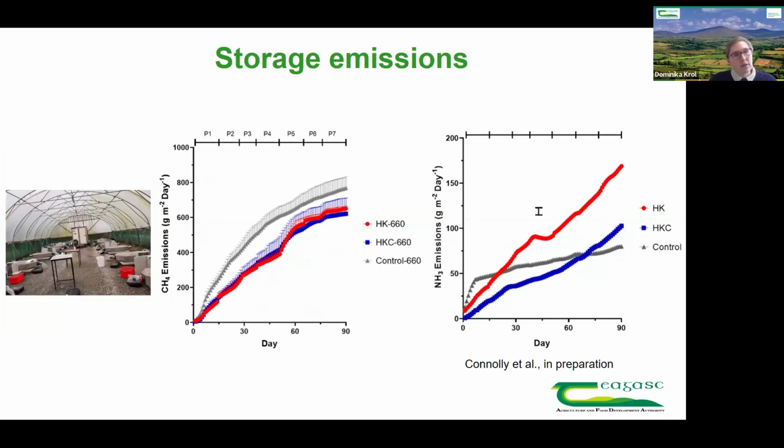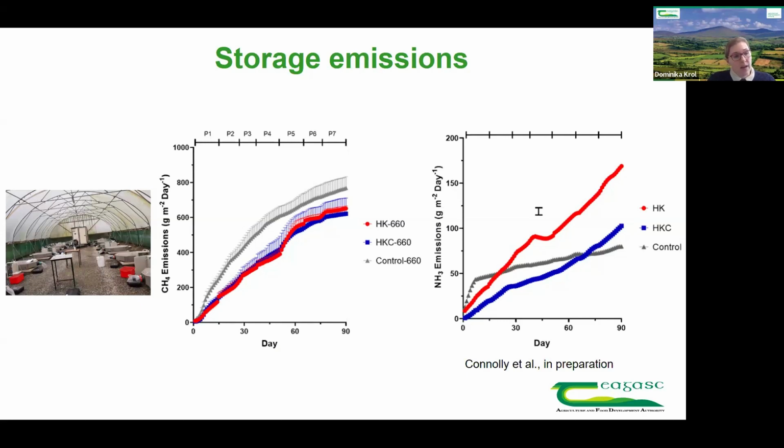And what happened was, while we had really good reductions at the smaller scale, those reductions were still seen, but not to such an extent at a larger scale. So on the left-hand side here, you see that the red and blue, the treated slurries, are both below control levels. On the right-hand side, you see ammonia emissions. And unfortunately, it is very difficult to get an amendment that works on both gases.